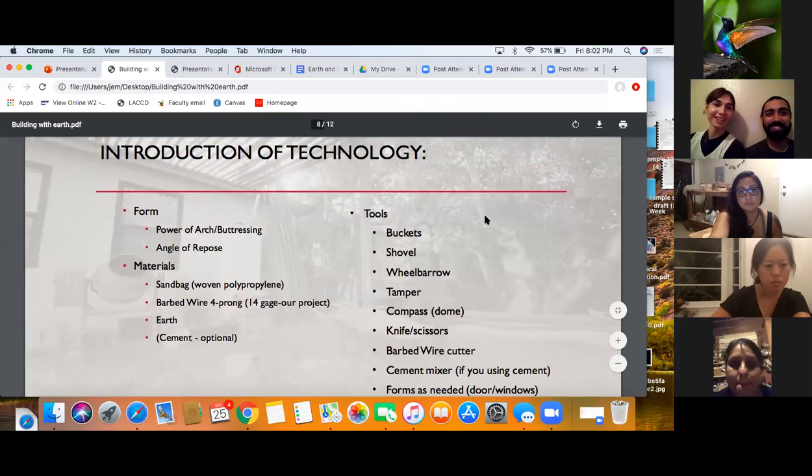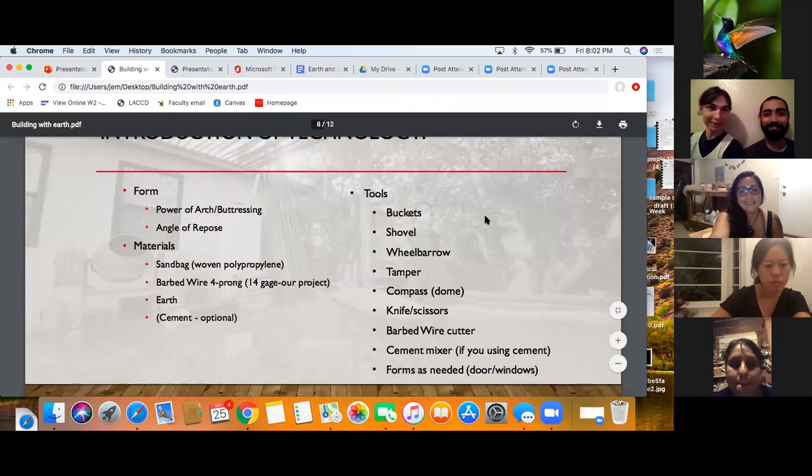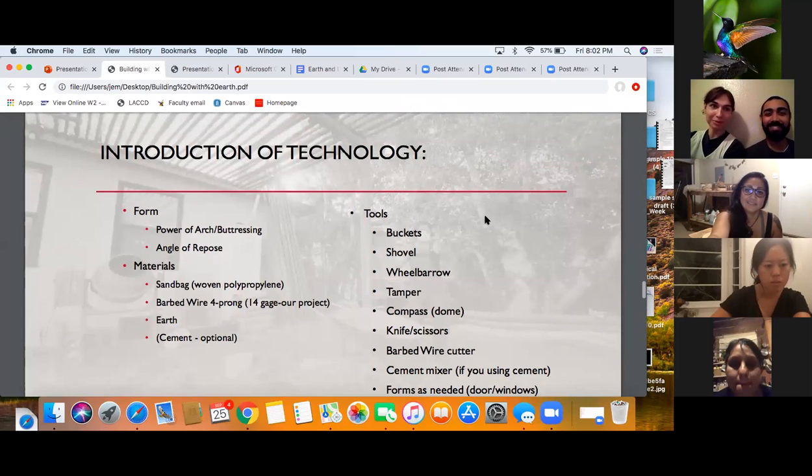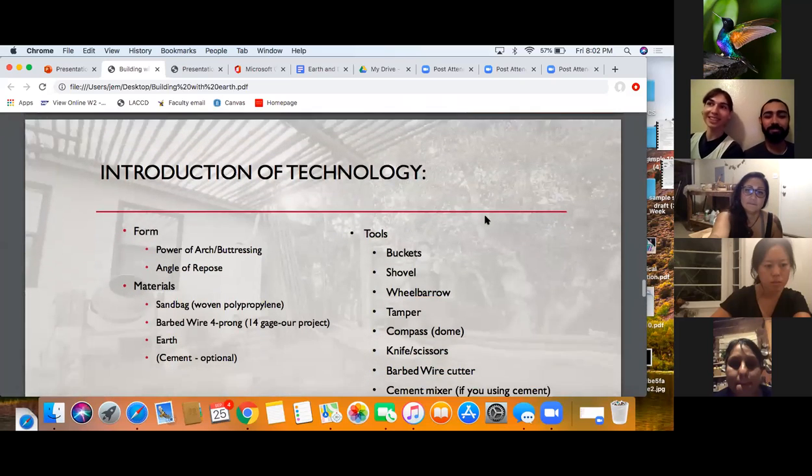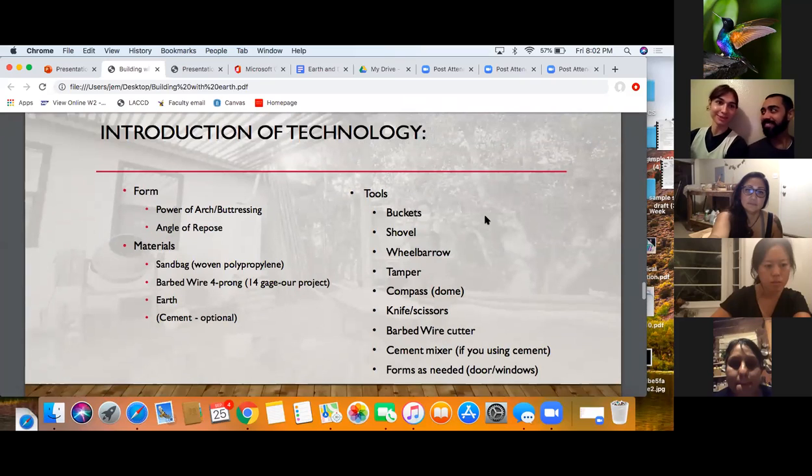Which we're using. I don't know if you could see it in the picture above, but we're actually going to be using a car tire for one of the forms on the wall. Which is really exciting because I've heard that it's extremely successful.